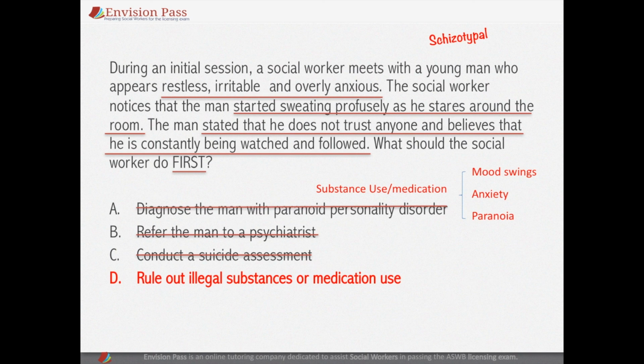Also remember, the question did not ask what is the most likely diagnosis, so it is not requiring you to diagnose the client. Always avoid jumping into action if not needed, and focus on how you can assist the client in the present moment. Now let's review the next question.